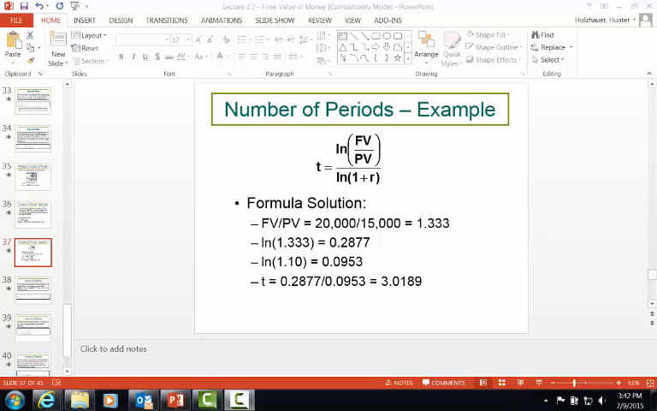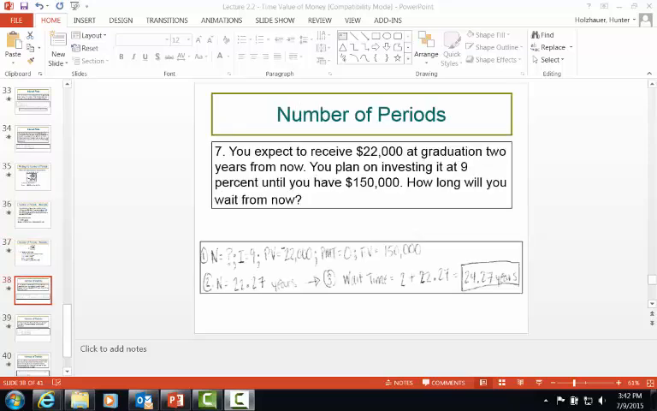Okay, Ross, I'd now like to switch slides. Problem number 7. Looking at problem number 7, we have a very good number of periods problem. You expect to receive $22,000 at graduation 2 years from now. Now you plan on investing it at a 9% rate of return until you have $150,000. How long will you have to wait from now?